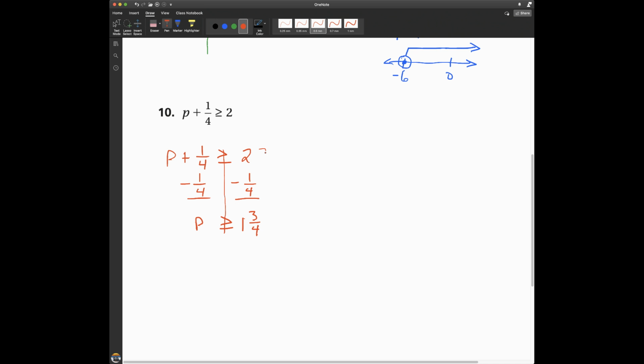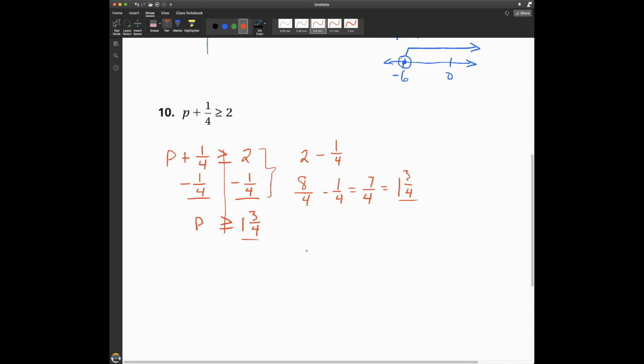Another way would be, hey, let me move this over here and let's figure out what 2 minus 1/4 is. Let's find that common denominator. So this is 8 over 4 minus 1/4, which equals 7/4, which equals 1 3/4. Okay, so either way, you get the same value.